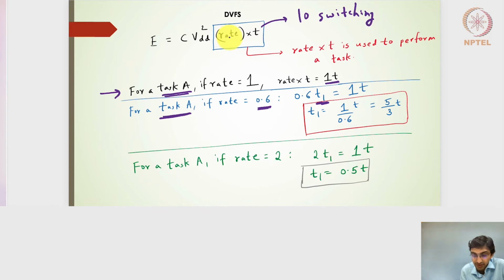So the rate has been decreased now, so this t has to be increased, and that's what I'm doing. So I require 1 into t, which will give me 10 switchings. 0.6 into t1 should give me the 10 switchings. So my t1 should naturally increase if I'm using a lower rate, just to complete the task A. Similarly for task A, if the rate is increased, then the number of switchings can be accommodated in a lower duration of time. So if it is increased to 2, then my t1, the duration for task A to complete 10 switchings, will be nothing but 0.5 into t.